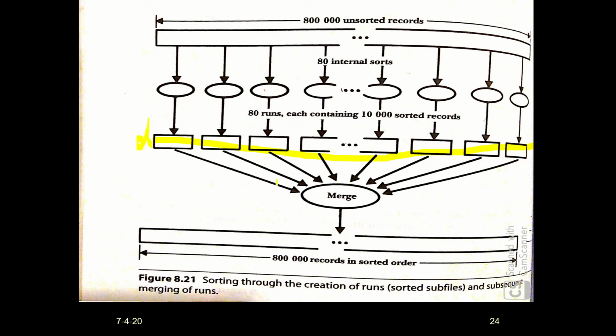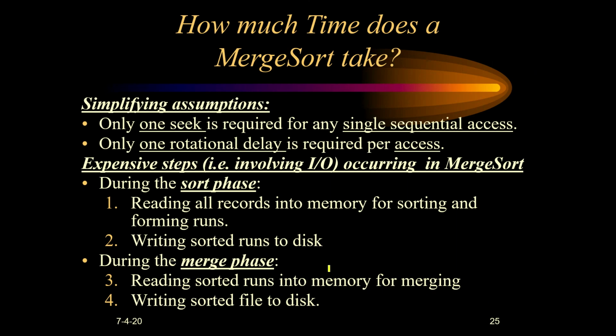Now we do merge sort by reading again from the disk the sorted subfiles, or the runs, and they are given for merging. Now when we do the merging, the sorted runs are written into my disk and we get the 800,000 records in sorted order. So this is how my algorithm works. We'll see it step by step.